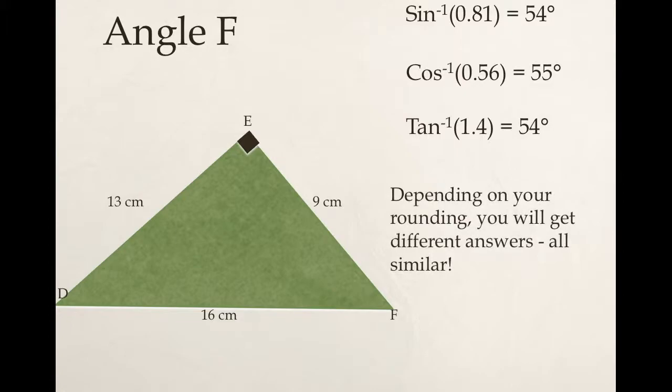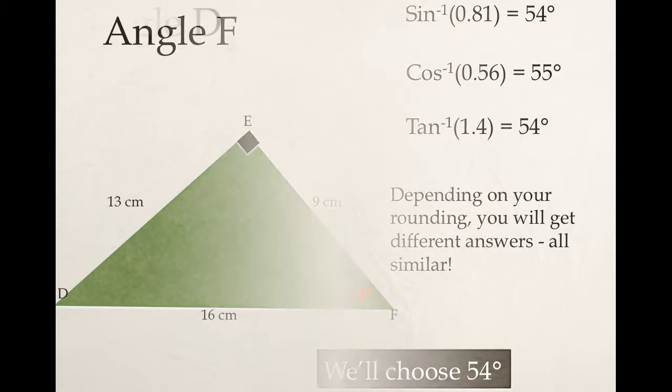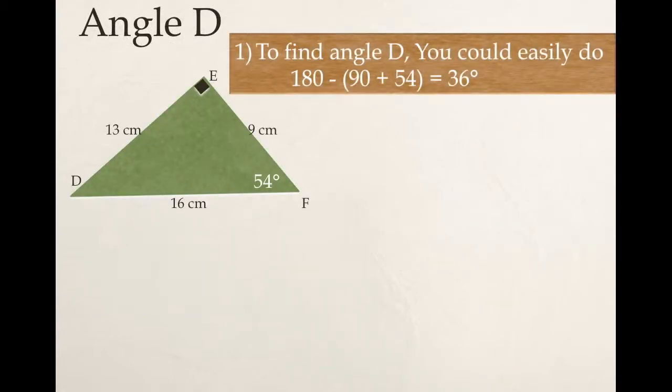So depending on your rounding and depending on lots of things, you might get different answers, but they're all going to be somewhat similar. In our case, let's choose 54 degrees, just because sine and tan have it, but even if you pick 55 degrees, you're allowed a little bit of leeway in these cases. So now we found angle F. You could use the 180 degree rule to find D, and you would find that it was 36 degrees.